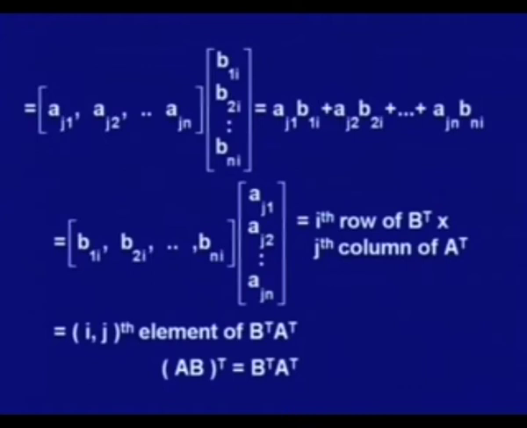This is important because matrix multiplication is not commutative. So if we have to take the transpose of AB, then we have to first take the transpose of B and then multiply it by A transpose. So the order has changed if you take the transpose. So this is important.